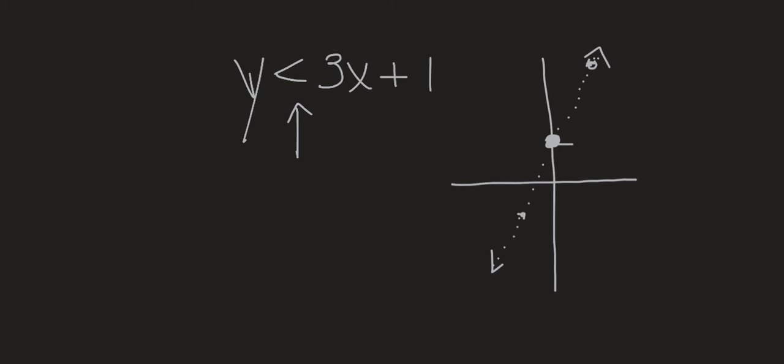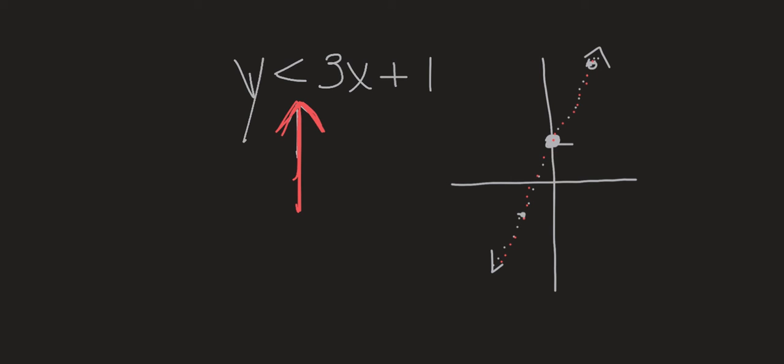So I'm going to highlight it in red here. We want to look at the inequality symbol. So it says that y is less than 3x plus 1. So this line that we just drew is the line that represents 3x plus 1. So if the answer, the solution, is less than that, well, it's going to be everything that's below the line. That's going to be our solution set.